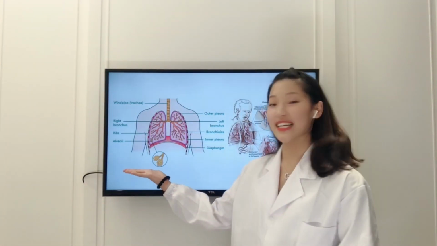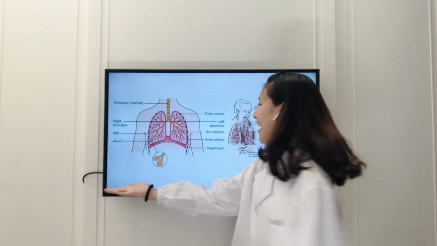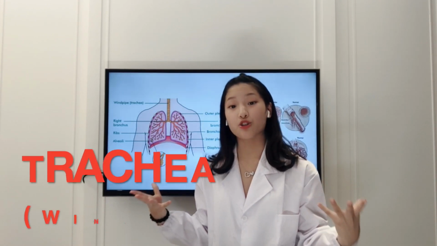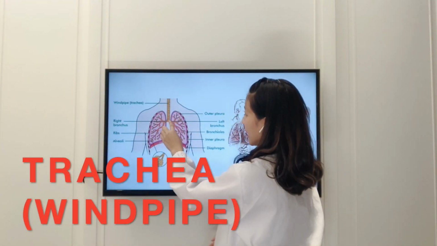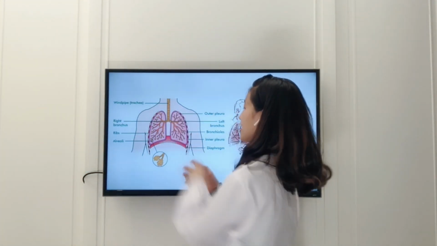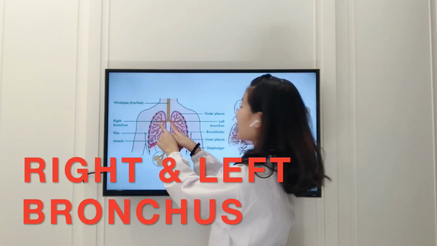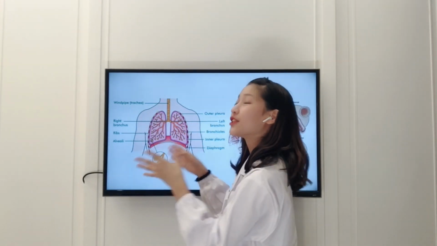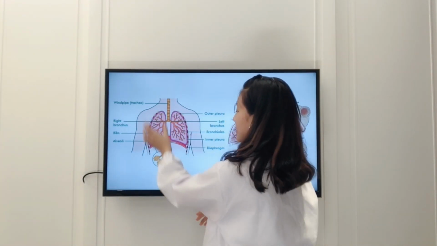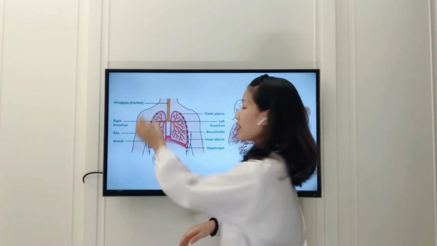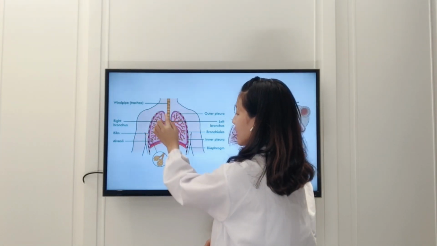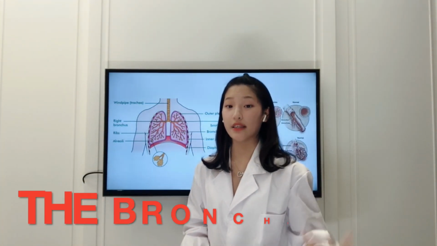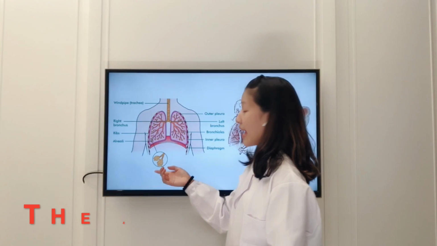On my right, this is the structure of the lung. And here is the windpipe, scientifically called the trachea. The trachea leads up to two different stems, and those are the right bronchus and the left bronchus. And this leads to two lung parts. This is the right lung and this is the left lung. And here, this tree-like structure is basically the bronchiole, and that leads up to the alveoli.